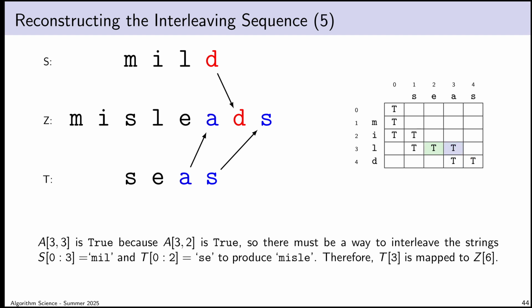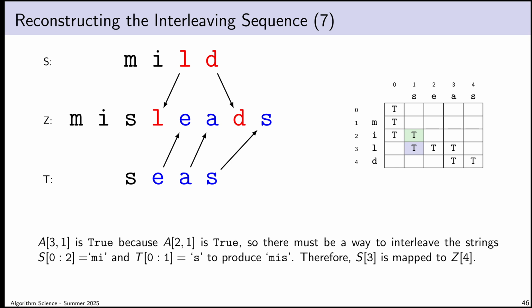Okay, the next character is A, so I'm walking over to the left in this case, and that's telling me that there is a way of interleaving SE and MIL to produce misle, whatever that is, so therefore I can bring in the next character from T. Then I walk left again, so I bring in the next character from T, and hopefully you can see, if I walk left, I'm taking a character from T. If I walk up, I'm taking a character from S. So I walk up, I take in a character from S, then I walk left, take a character from T.